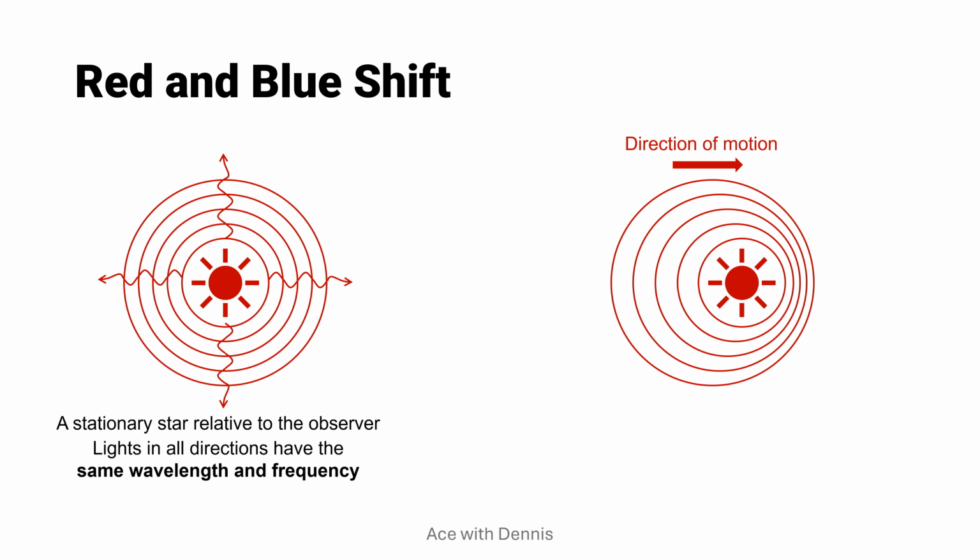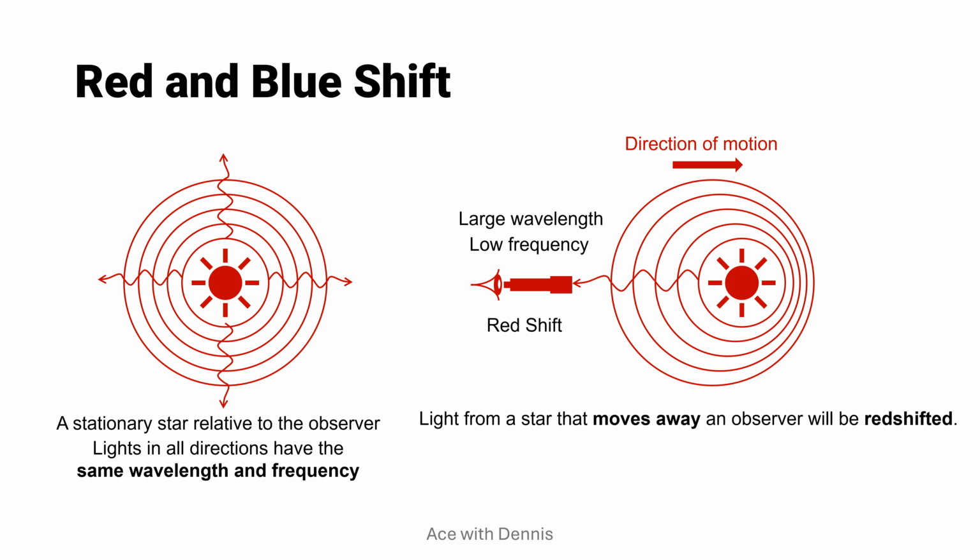In this diagram, the star is moving to the right. If an observer observes the star in this position, he will see light with a large wavelength and low frequency. This is called the redshift. So light from a star that moves away from an observer will be redshifted.